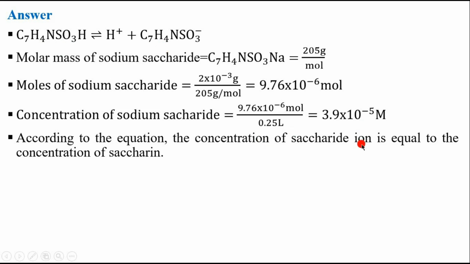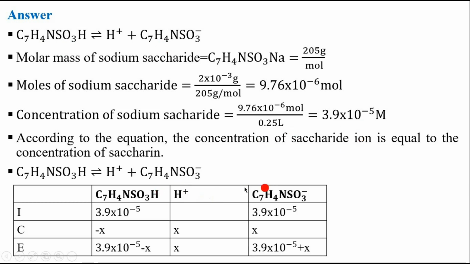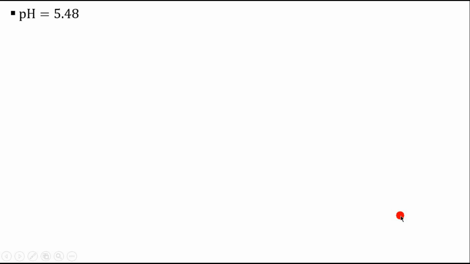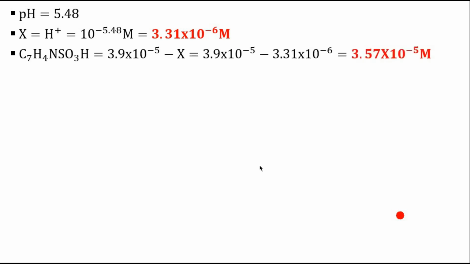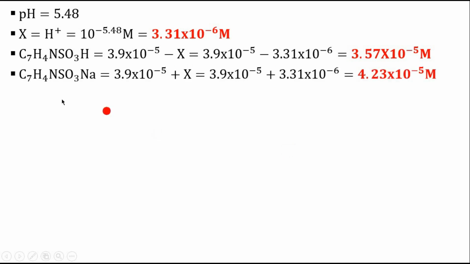Then we will be having the ICE table. Here we have the acid, and here we have the salt. In this case, then you can determine the X. Then after getting the X, we have it. pH is equal to 5.48. The X is equal to H plus, which is 10 to the power negative 5.48. That's equal to 3.31 times 10 to the power negative 6 molar. That means this one will be equal to this one minus X, equal also to this one minus X, because we have X. Then this also will be equal to this one plus X. That means you have this one. So then you get the concentration of this one and the concentration of this one.